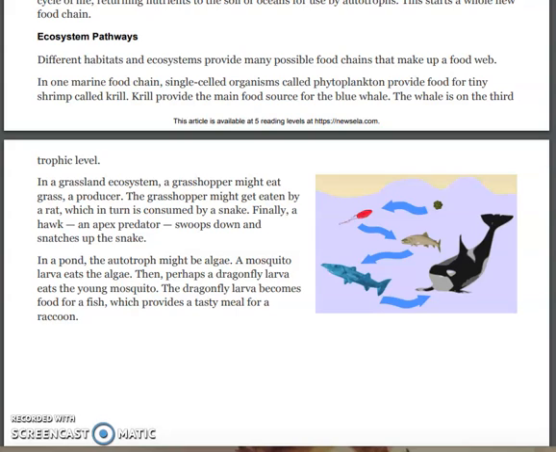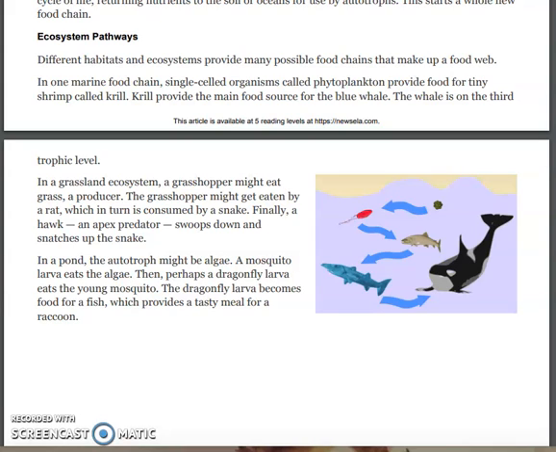Ecosystem pathways. Different habitats and ecosystems provide many possible food chains that make up a food web. In one marine food chain, single-celled organisms called phytoplankton provide food for tiny shrimp called krill. Krill provide the main food source for the blue whale. The whale is on the third trophic level.